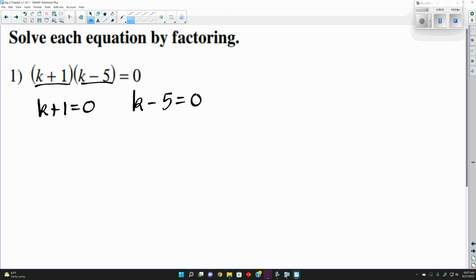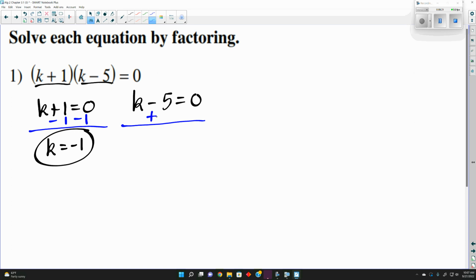Now with k plus 1, if I want to solve this, we subtract 1, telling us k is negative 1. That's one of our two solutions. Here we would add 5, telling us k is 5. So when k is negative 1 or 5, the value of this is going to be 0. And that's it. Those are the solutions.